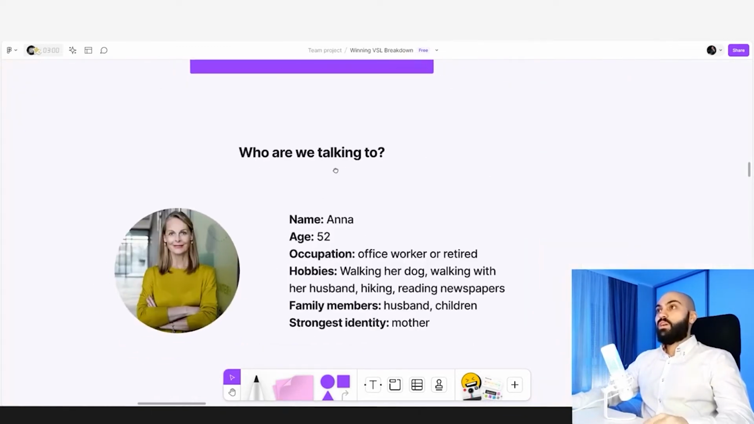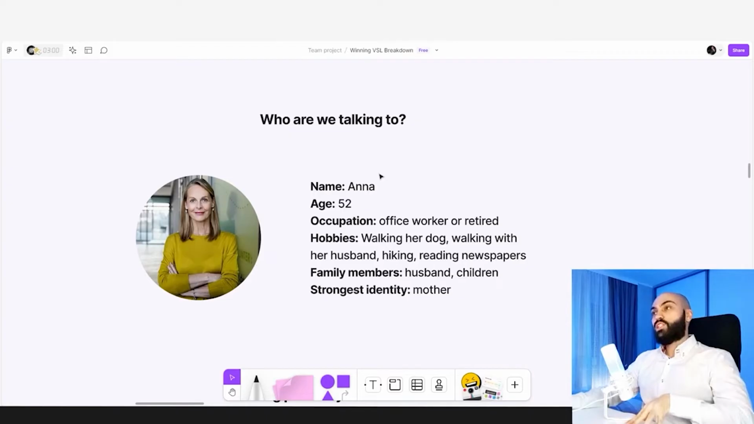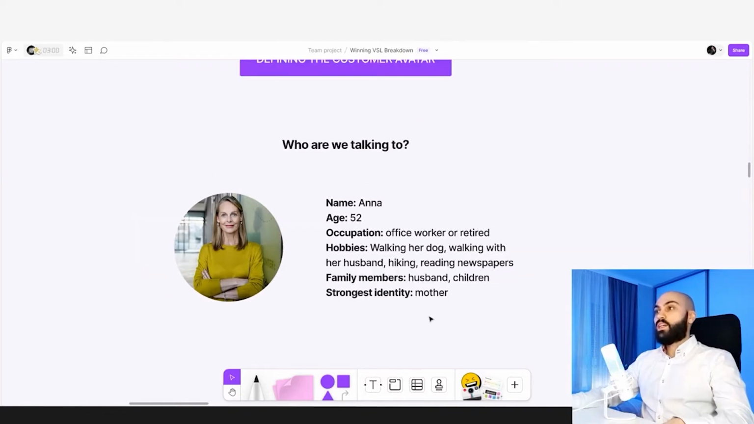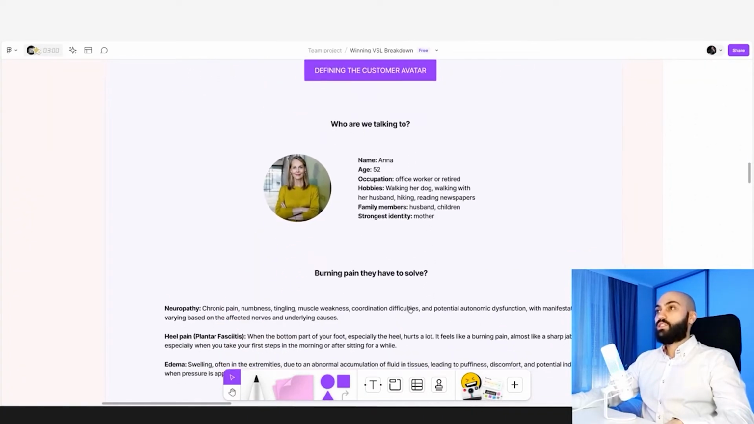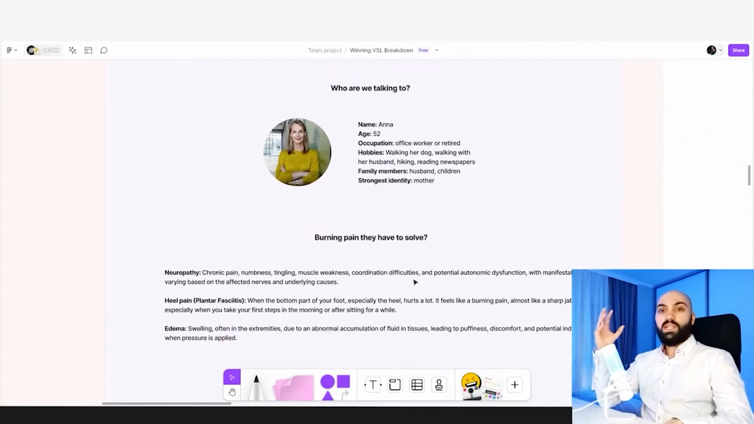Defining the customer avatar. So we're talking to Anna, she's 52 years old. She's an office worker. Her hobbies are walking her dog, walking with her husband, hiking, reading newspapers, and she lives with her husband and children, and her strongest identity is mother. We will use her as an example of who we are talking to in our ads.